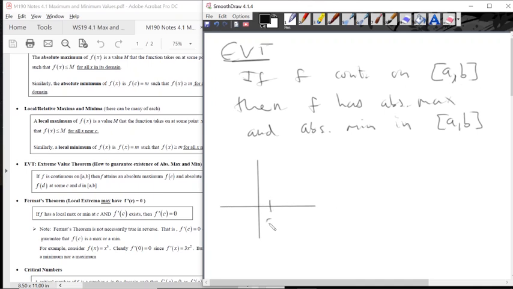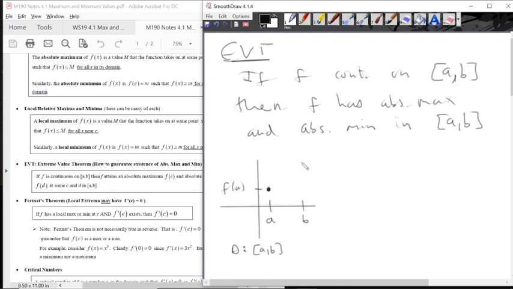Let's say that I have a here and b here. So if the domain of our function is the closed interval from a to b, and we're forcing it to be continuous, recall that it has to exist at the endpoints, that it is continuous from the right as we approach the point a, and continuous from the left as we approach the point b.